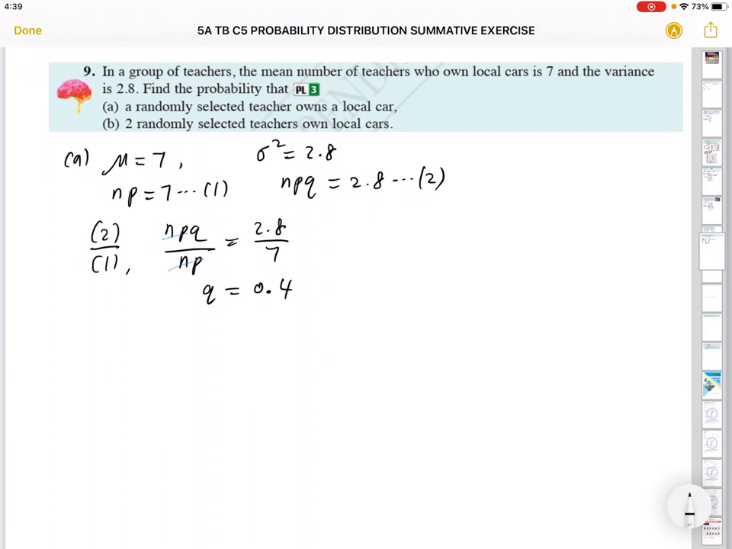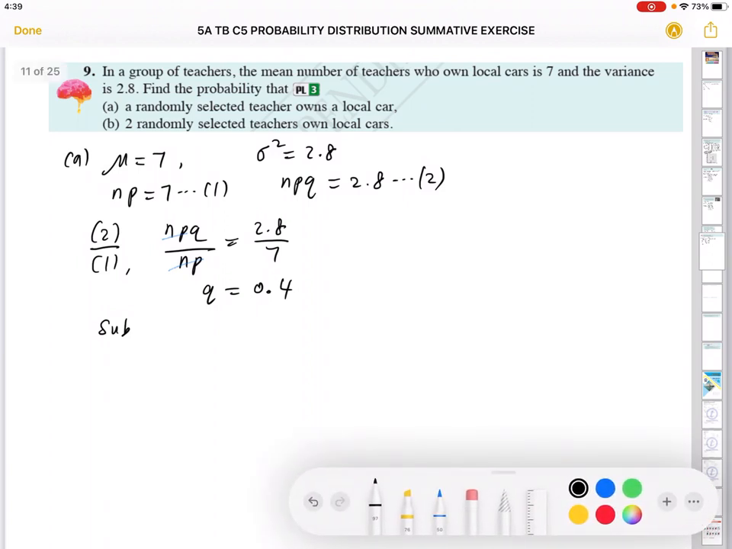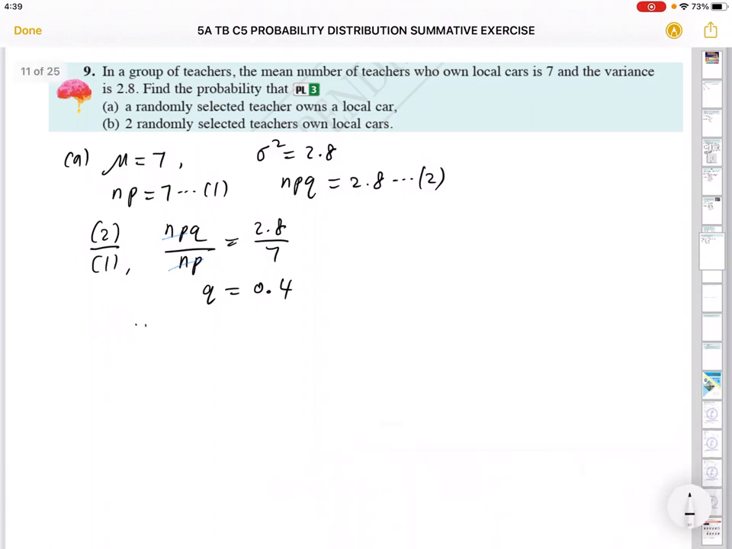I'll just say p plus q. Since p plus q is 1, p is 1 minus q, which is 0.6. So what we're saying is this: on average, there are 7 teachers who own a local car, the variance is 2.8, and the probability that a teacher selected randomly owns a local car is 0.6.